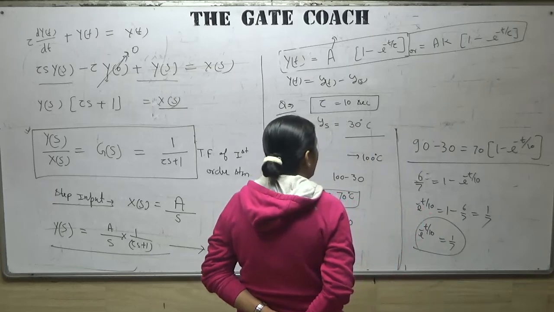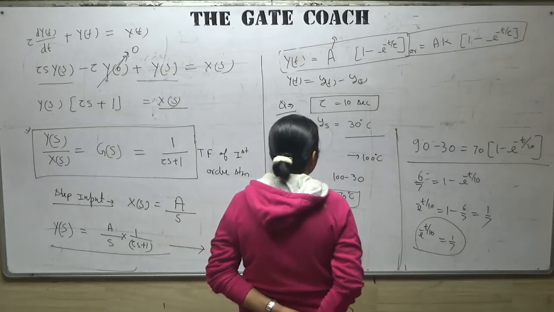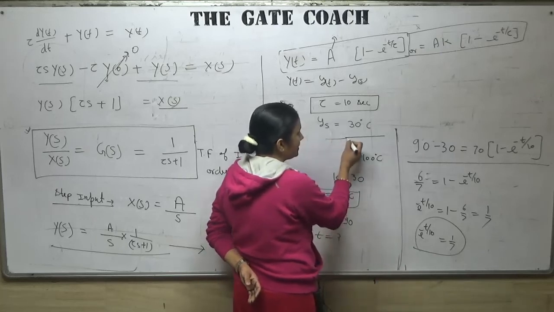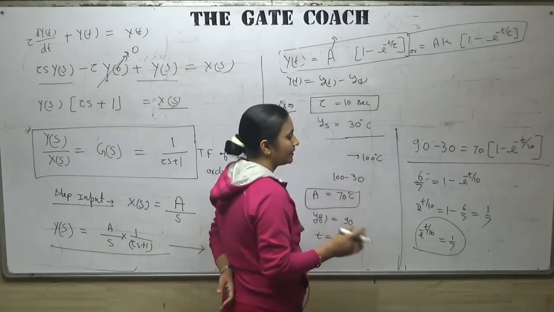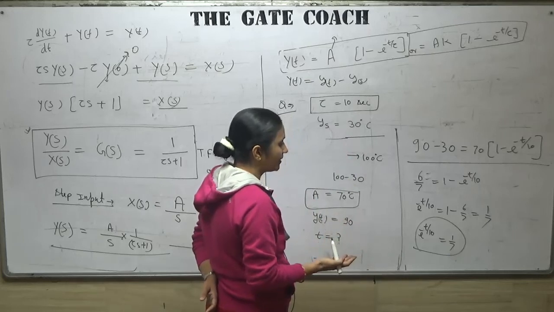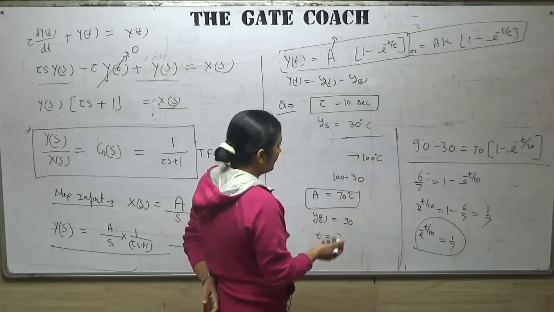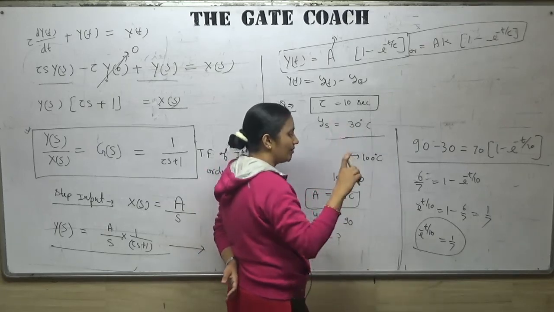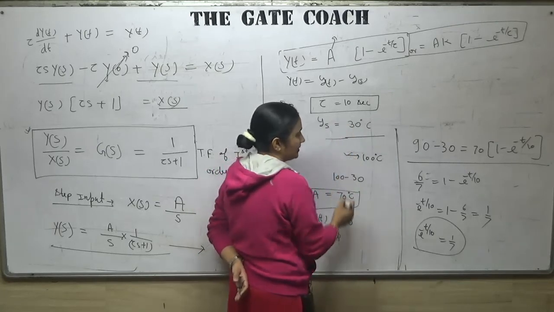No, x input cannot be the initial value. Initially they are saying the thermometer is at 30 degrees centigrade. Initially at 30 degrees centigrade means they are talking about the steady state condition. And after that they are saying after a certain time, after this 30 degrees centigrade value, we have immersed the thermometer in an environment of 100 degrees centigrade.